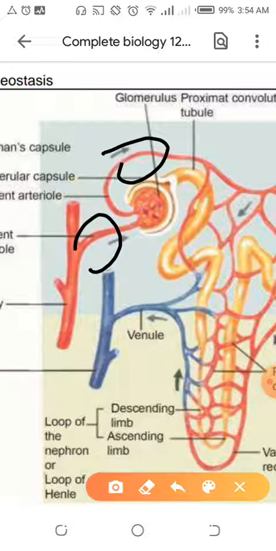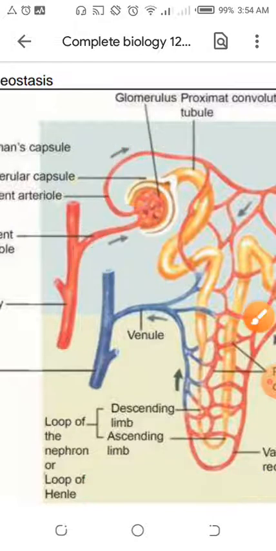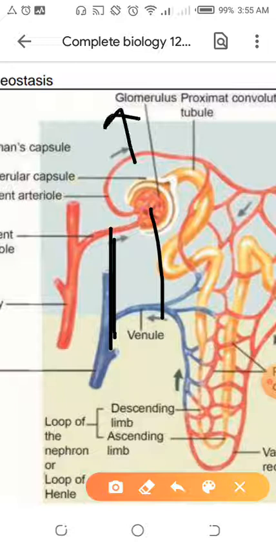I am telling you pinpoint why pressure is more in the glomerulus. When here the lumen is more, the blood flows easily, and here the blood flows with difficulty. When it goes to the glomerulus, next the lumen is less. Before the glomerulus the lumen was more. This is the glomerulus, here the cavity was more, here the cavity was less. What happens? The pressure increases here.